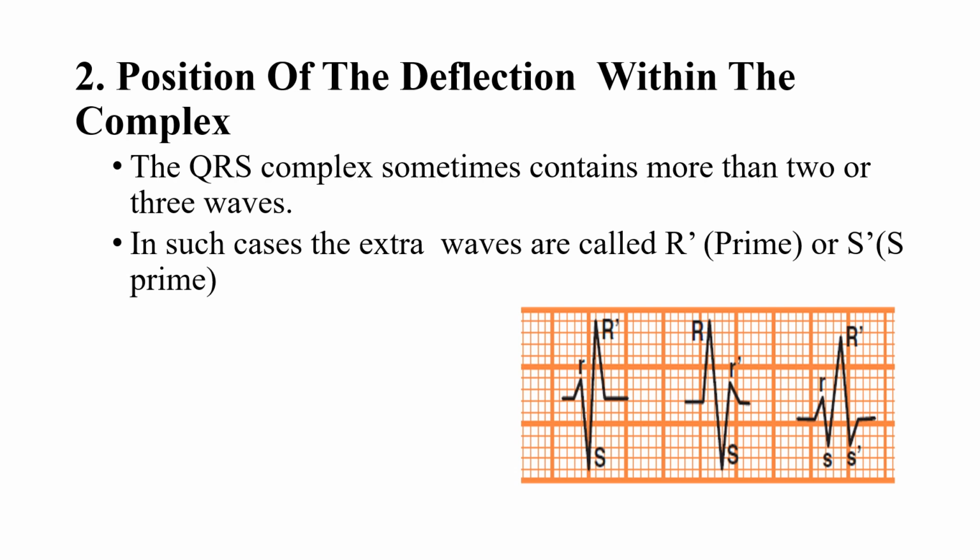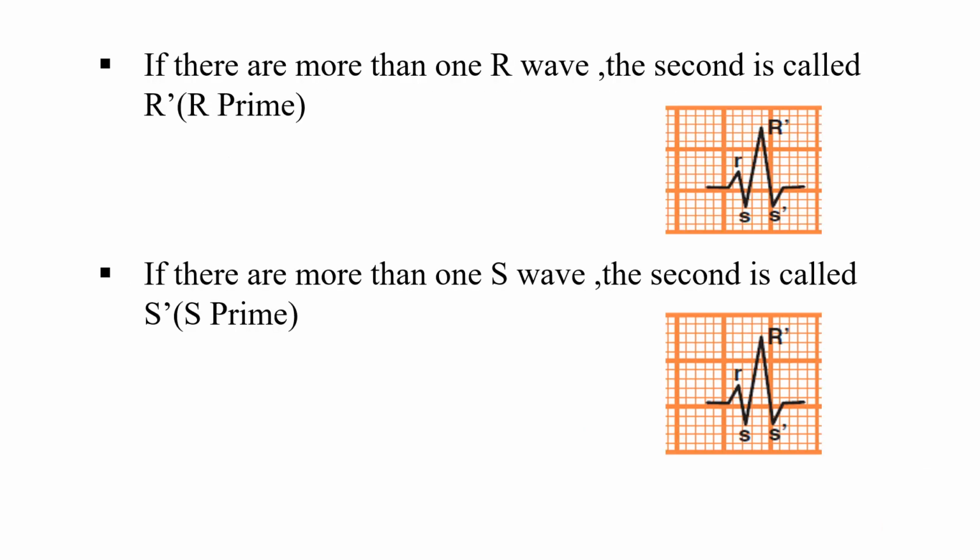The second factor is position of the deflection within the complex. The QRS complex sometimes contains more than 2 or 3 waves. In such cases, the extra waves are called R prime or S prime waves. If there is more than one R wave, the second is called R prime wave. If there is more than one S wave, the second is called S prime wave.